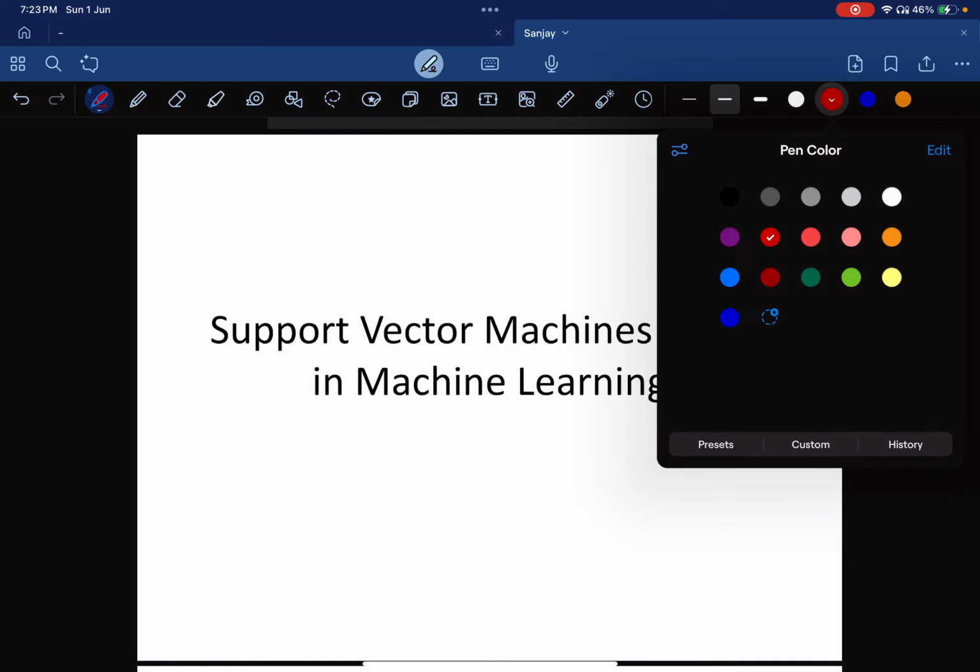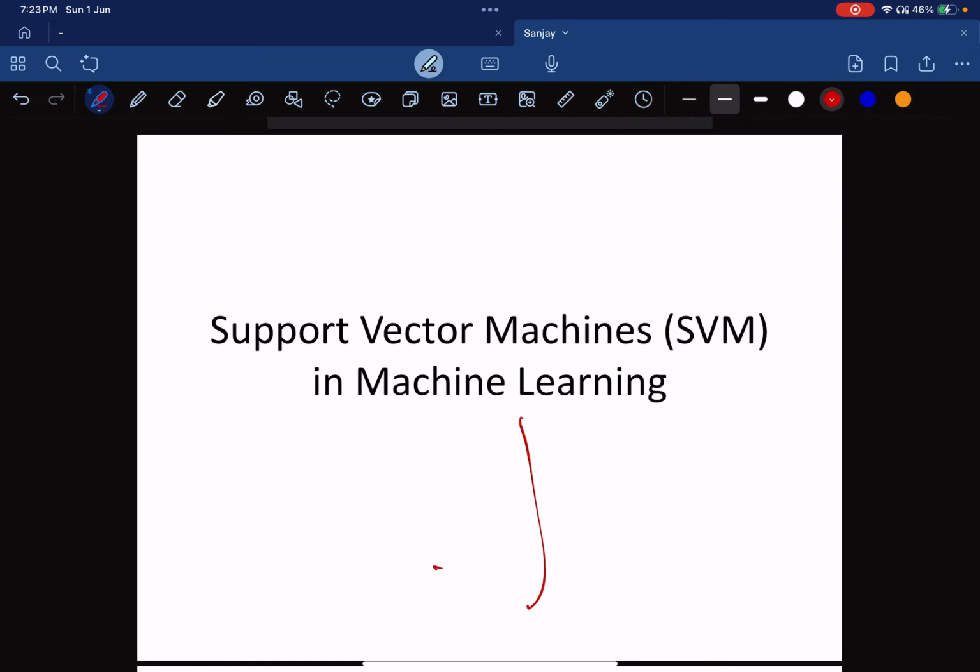For example, let's draw the graph, and these are the region of class 1, and these are the region of class 2, and it will find the best optimal plane to separate both classes. We can place the hyperplane here also, but we need to find the best hyperplane so we can separate both classes.